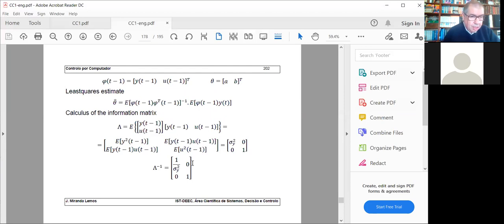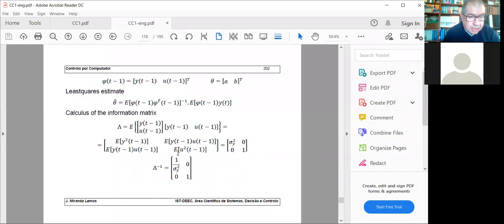Now, here I have the expectation of y squared. Let's do an analysis in steady state. So in steady state, this is the power, the expectation of the square, the mean square value. Okay, so this is a power. So I call it sigma y squared. Okay, it's a number, a positive number. We can compute it from y, but let's forget it for the moment.